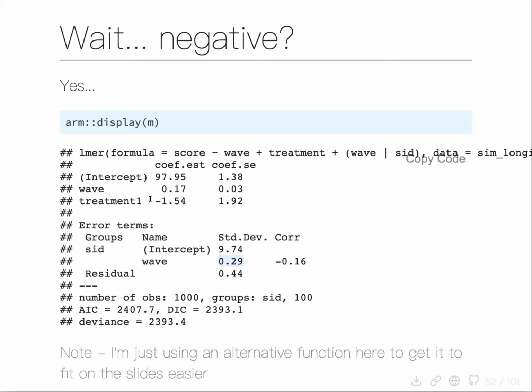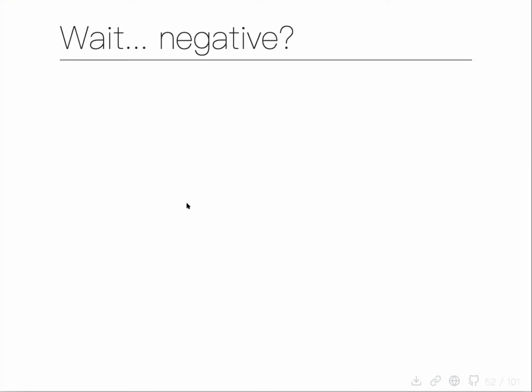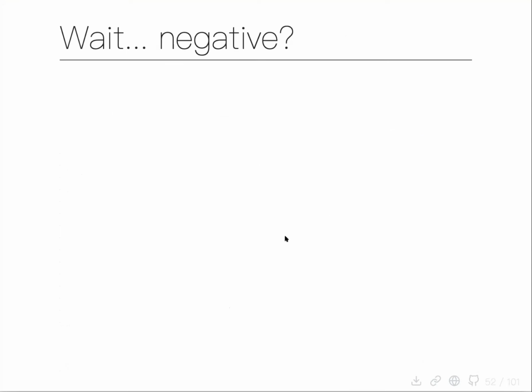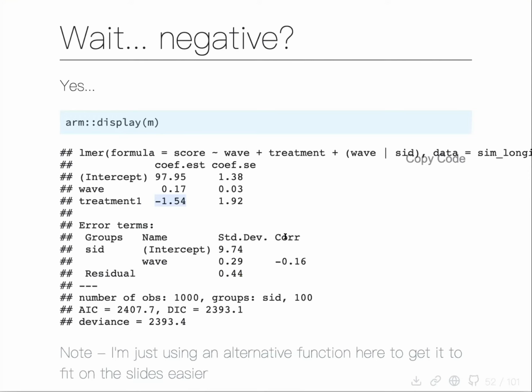The treatment effect, though, was only estimated on the intercept. So we do not have different slopes for treatments. And that was evident back here too. These lines are parallel. So the treatment effect is only being estimated on the intercept, and we're saying students who were in the treatment group on average started 1.54 points lower.